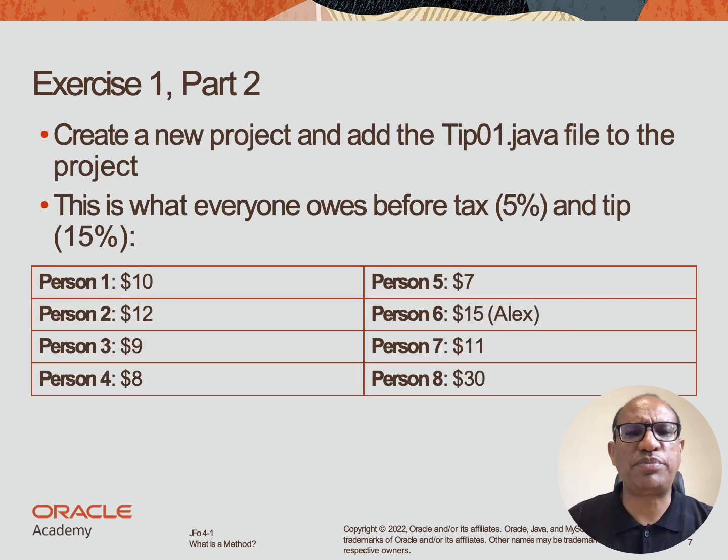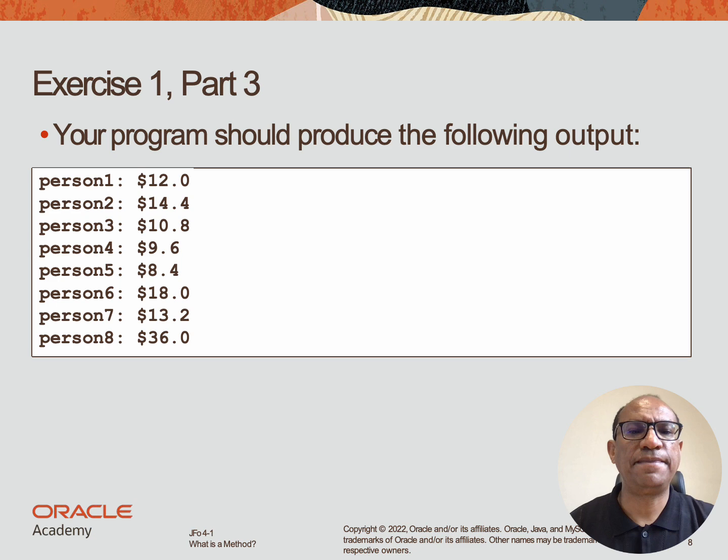You create a new Java project and load up tip01.java. The pre-tax amounts are listed for each friend. Your mission: write a program that calculates and prints everyone's final total after adding 5% tax and 15% tip. Here is the expected output. Each person's total bill should be displayed after adding tax and tip. Your goal is to get your program to generate this exact list.